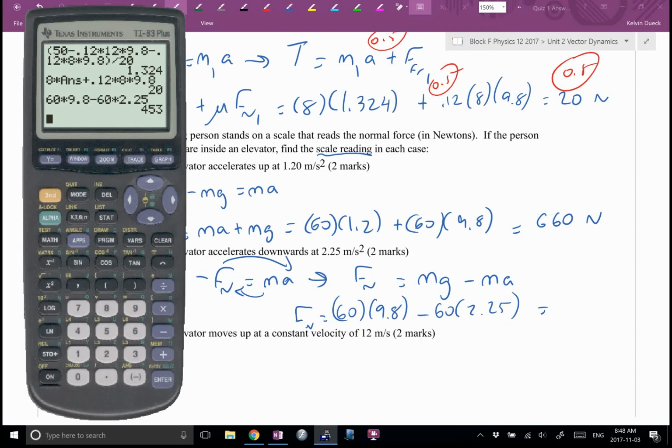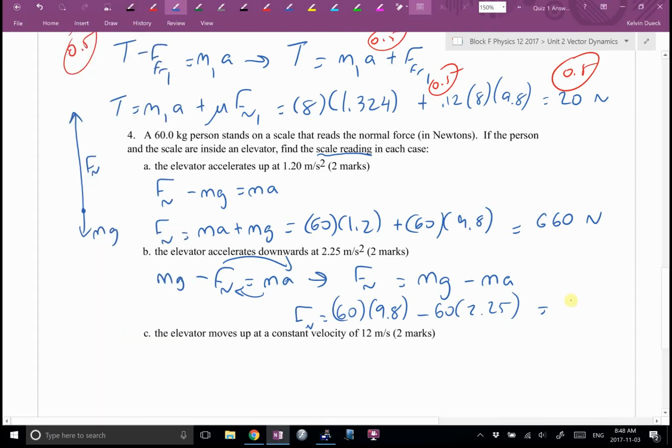You get 453 newtons. By the way, just for giggles, for either of these, what if I asked you to then tell me what the scale would read in kilograms? What's your conversion factor to change newtons into kilograms? It's divided by 9.8. I don't know if I'd ever do that, but I might.